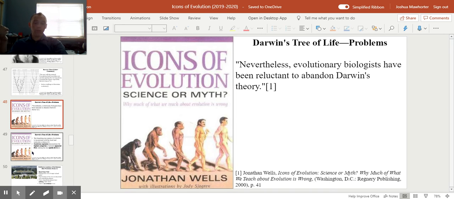So Wells writes, nevertheless, evolutionary biologists have been reluctant to abandon Darwin's theory. Why? Well, because they don't want to give creationists a reason to think that they're right about that. But the point is that's not science. Science is a willingness to abandon previous incorrect thinking in favor of greater precision and accuracy.